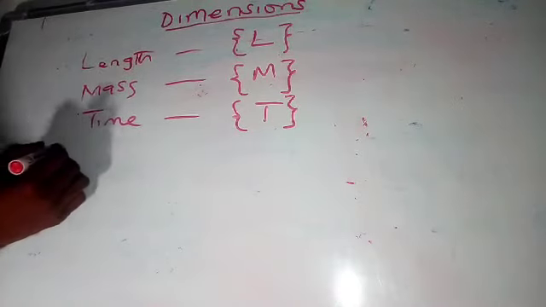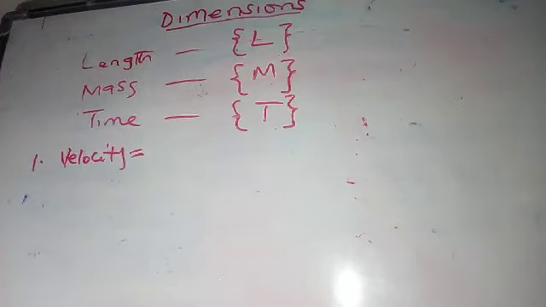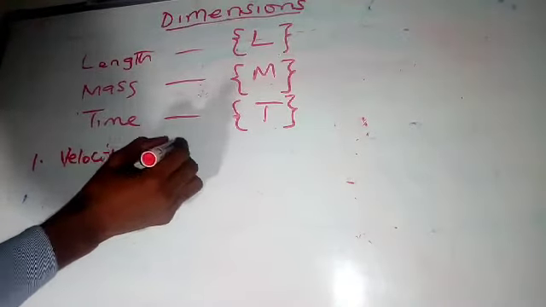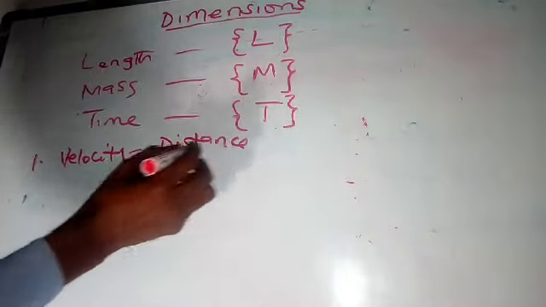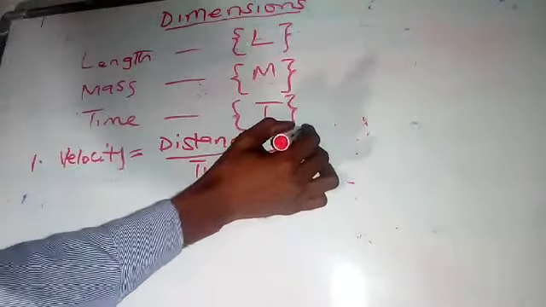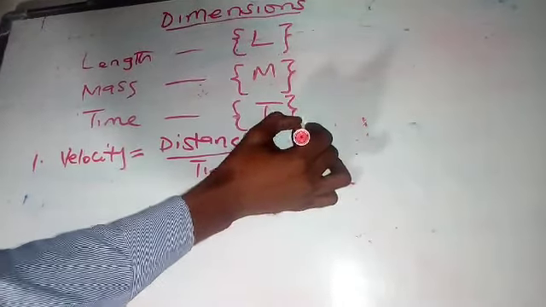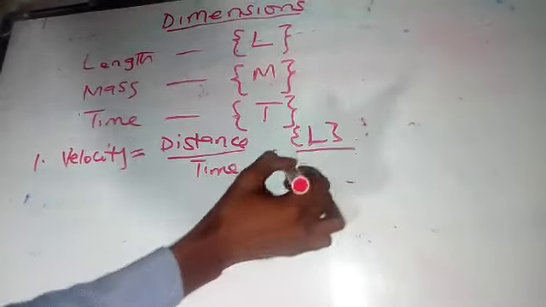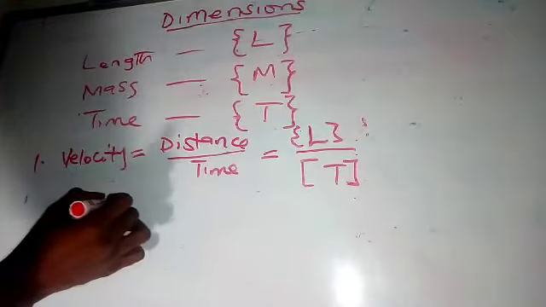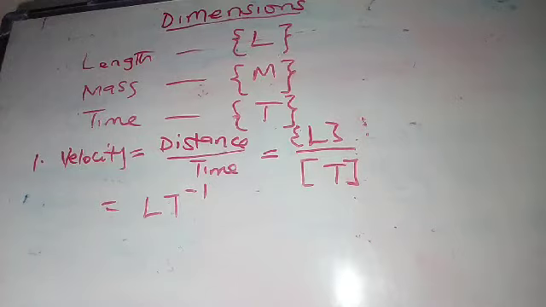Example 1, let's look at velocity. First of all, you ask yourself, what's the formula for velocity? Velocity is actually the rate of displacement, which is distance all over the time. So in dimension terms, distance is measured in length, and the dimension for length is L, divided by time. From your indices, you can write this as LT^-1. So that gives you the dimension of your velocity.